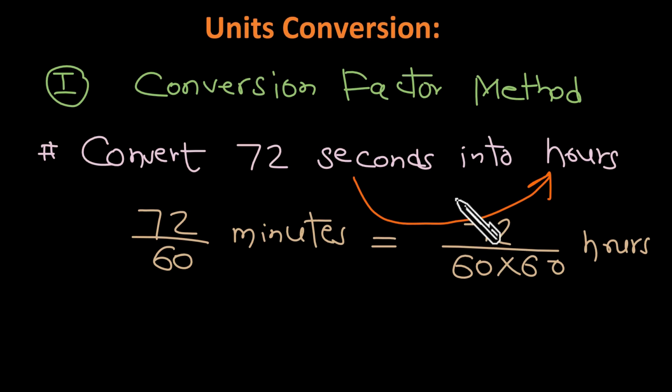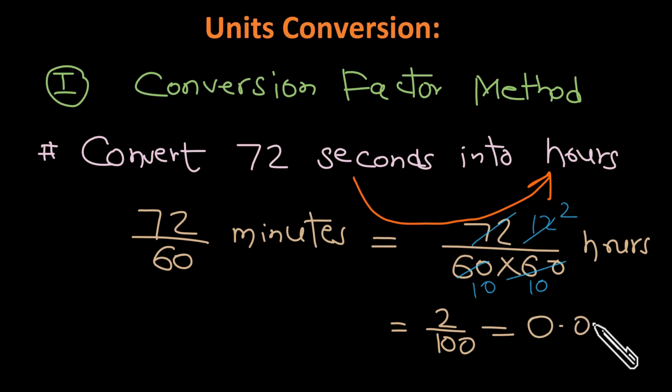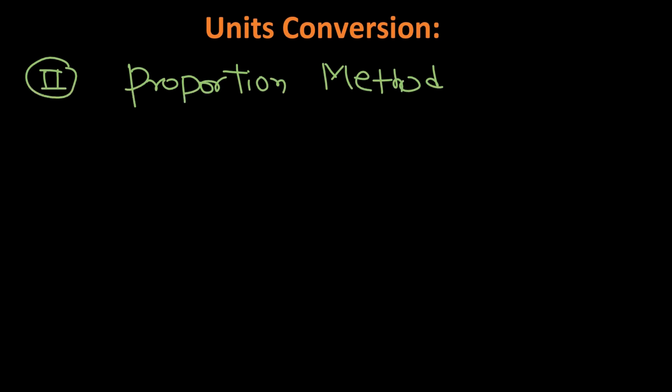Finally, you can reduce. 6 goes into 60 10 times, 6 goes into 72 12 times, 6 goes into 60 10 times and 2 times. That gives you 2 out of 100 or 0.02. And if you want to express this in terms of fractions, it's 1 out of 50 or 1/50th of an hour. The second method is called the proportion method.